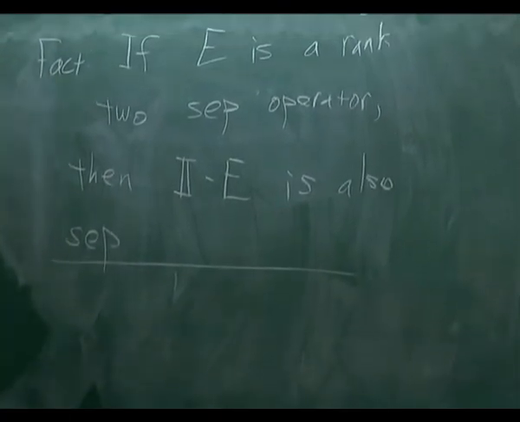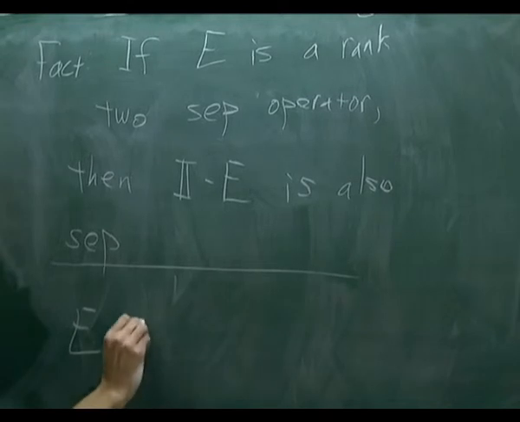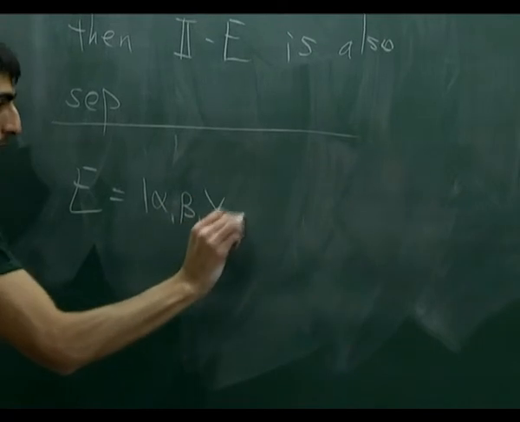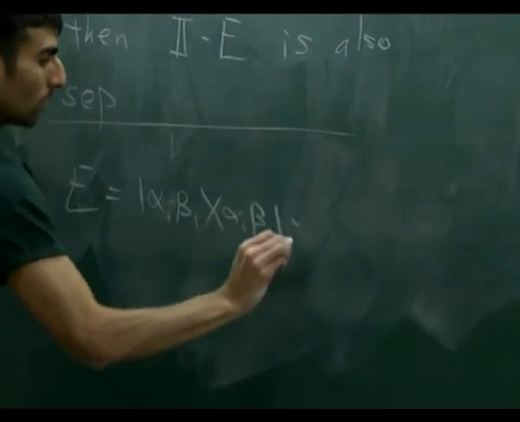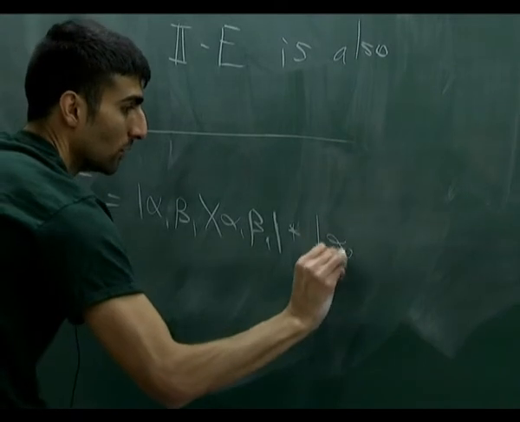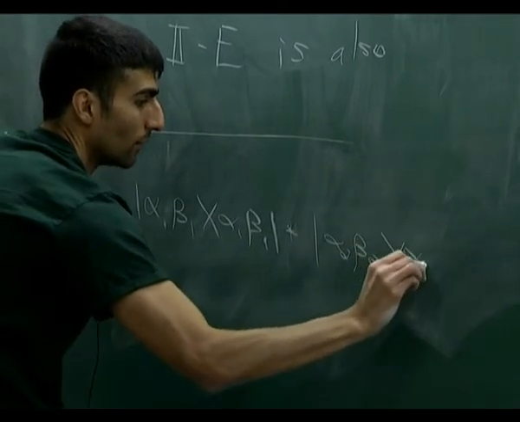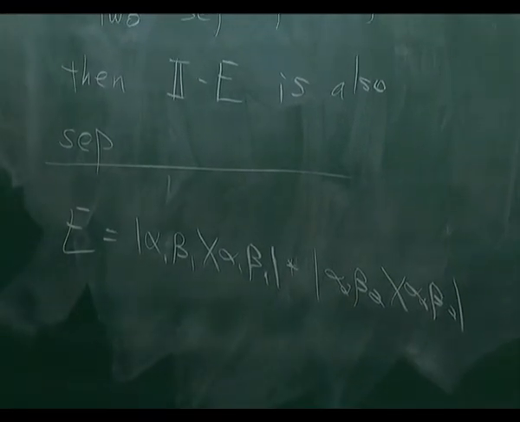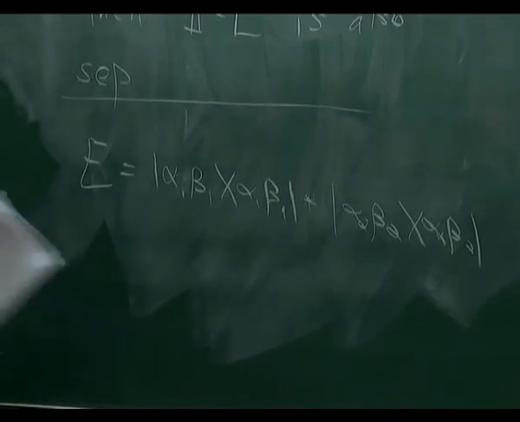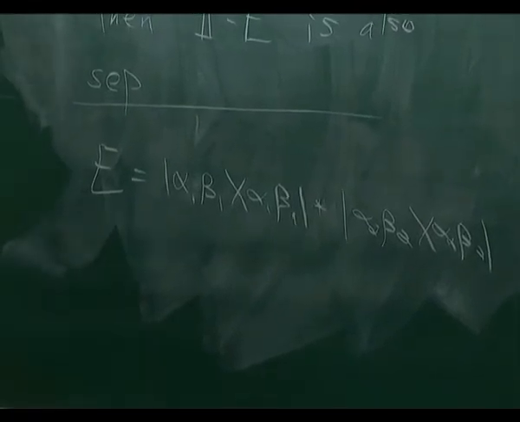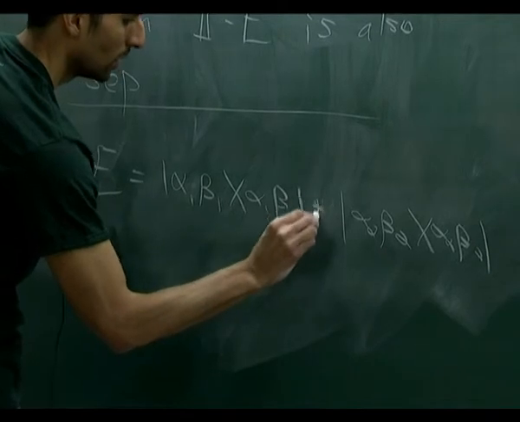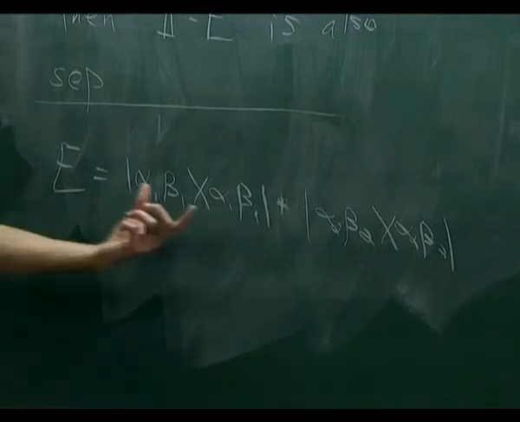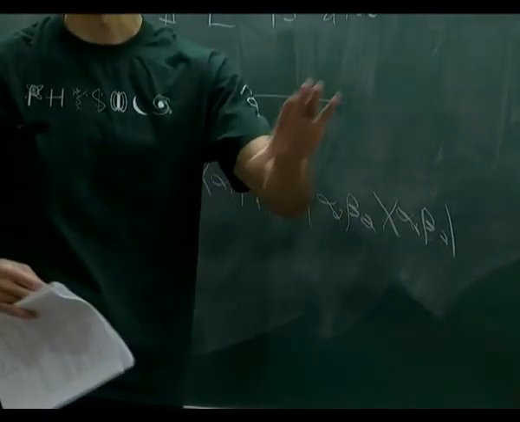So if it's rank 2, what we showed is that we can always write E as some alpha 1, beta 1, alpha 1, beta 1, plus alpha 2, beta 2, alpha 2, beta 2. You can always expand it in that form. And now the thing to note is we're going to use, someone brought up the PPT criterion. So if this is separable, then I want to take a partial transpose. The partial transpose is just going to take the transposition on Bob's side.